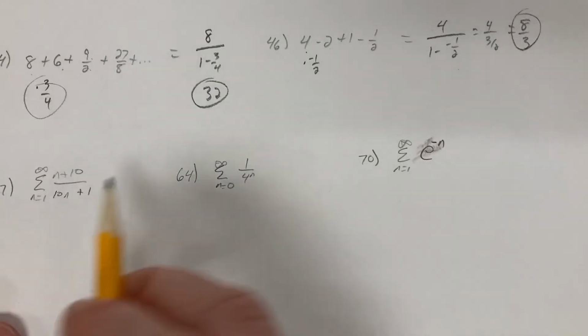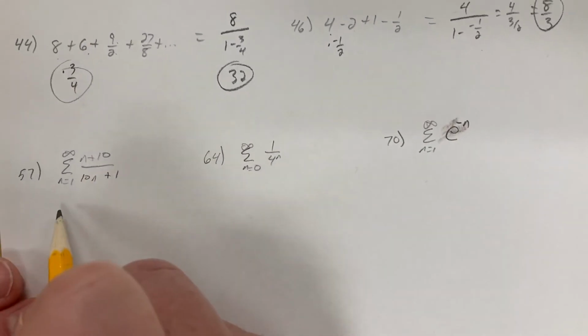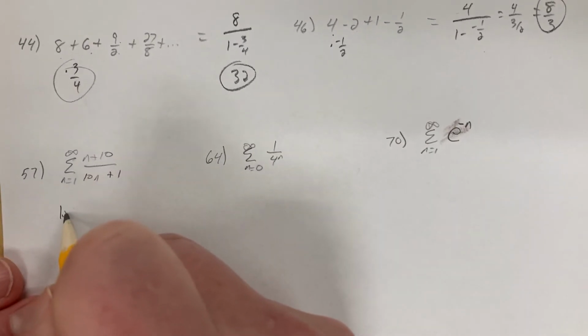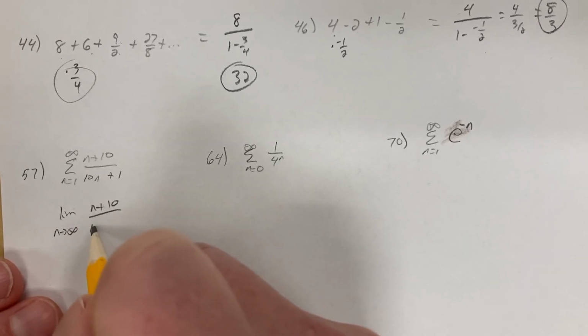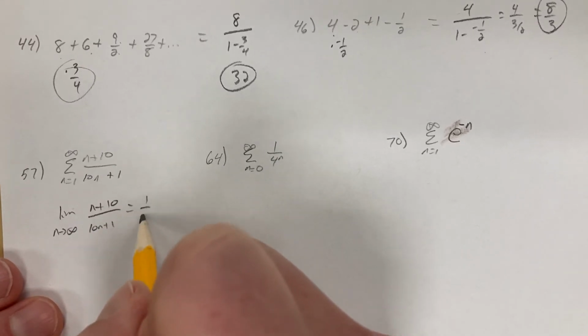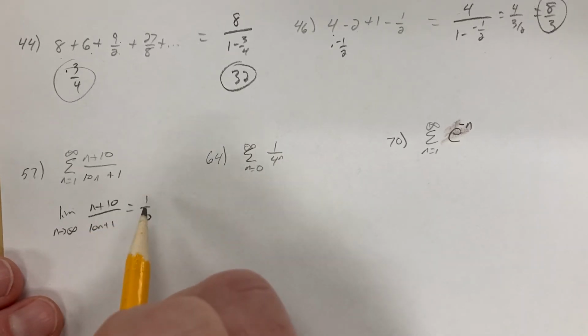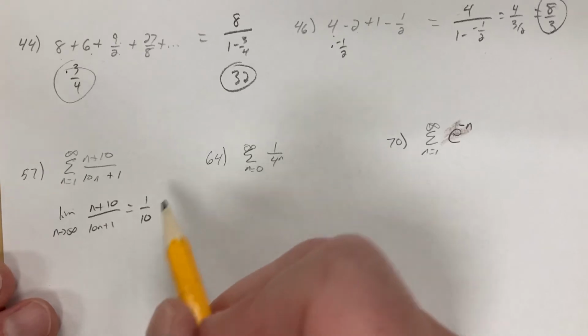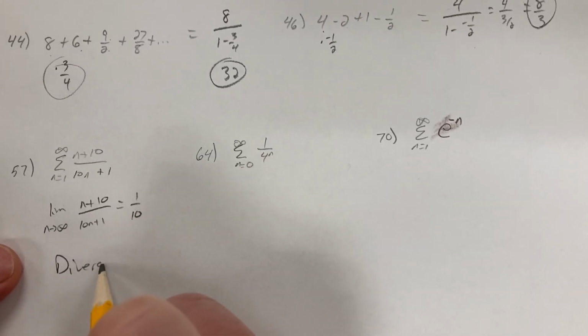And then these last three here just ask us to determine whether these converge or diverge. For 57, if you took the limit as n goes to infinity of this, you're going to get 1/10. And so the sequence does not go to 0. You'll continually add 1/10, 1/10, 1/10, 1/10 forever and ever. So this diverges by nth term test.